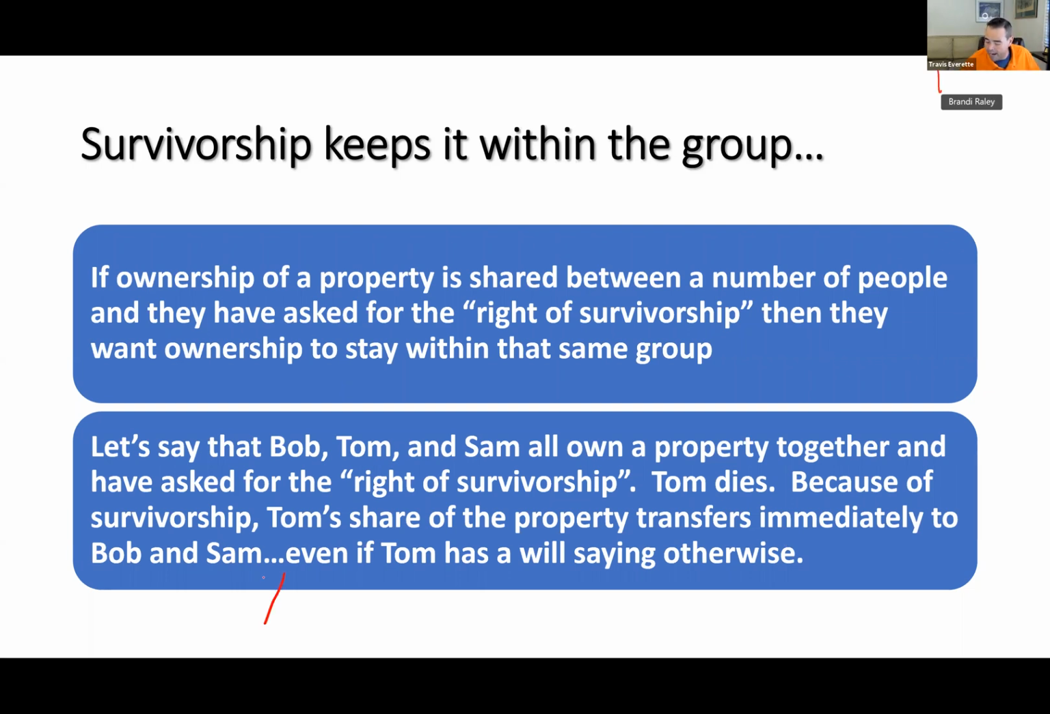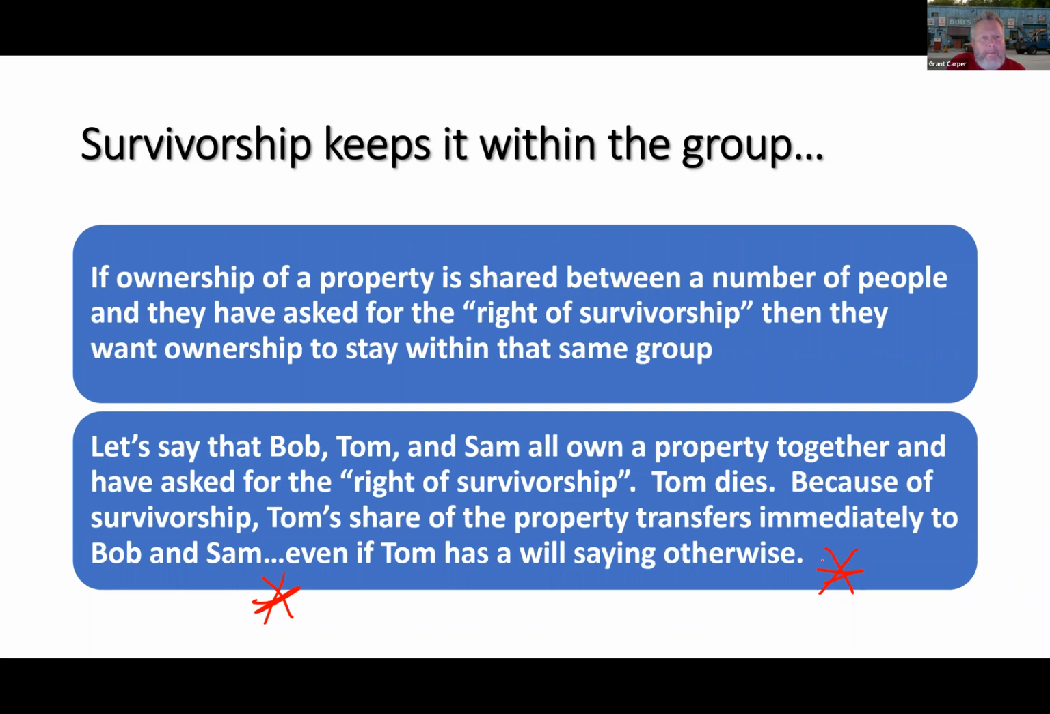And look at that last statement, folks. Here's the test question. It's going to bury you on the test if you're not careful. It doesn't matter if they have a will that says something different than that. Survivorship is stronger than a will. If Seth and I own a property together and we have this right of survivorship and I die and my will says my half of the house goes to my dogs, are my dogs going to get that half of the house, or is Seth going to get that half of the house? Which one carries more weight, the will or the survivorship? The survivorship. So survivorship is more important. It is stronger than a will. Does that make sense for everybody?